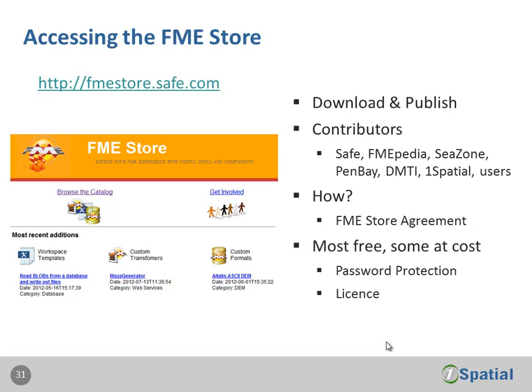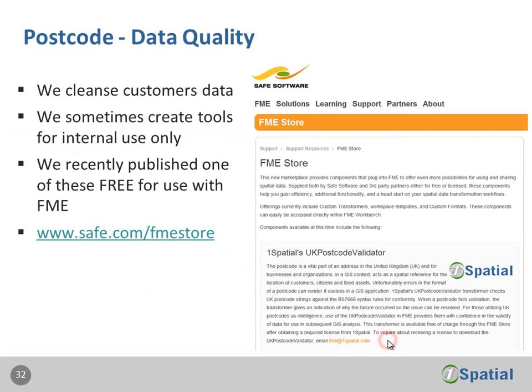If you want to become a contributor, like many organisations, including OneSpatial, then you need to sign a store agreement with Safe Software, which basically allows you to get access to publish your transformer to the store. But it means that if you've got something that's very useful that you've built for an internal process, like the UK postcode validator that we have built, you can publish it, and you can either charge for the transformer, make it available with a license, or you can make it available for free. We've done this with the UK postcode validator.